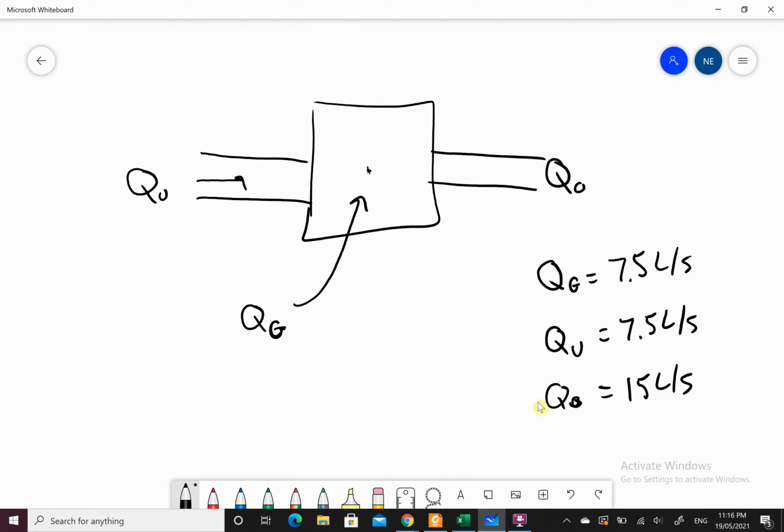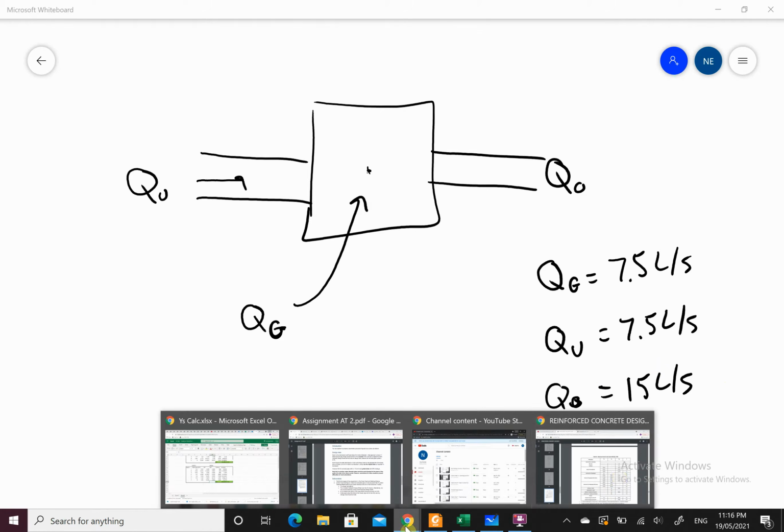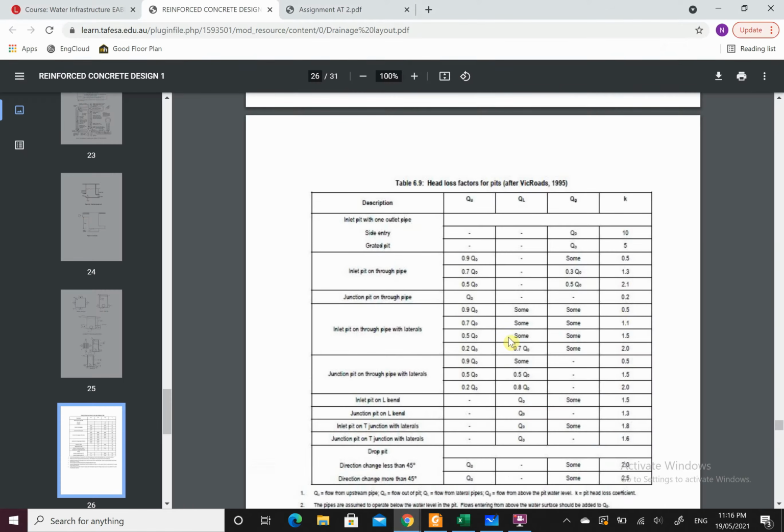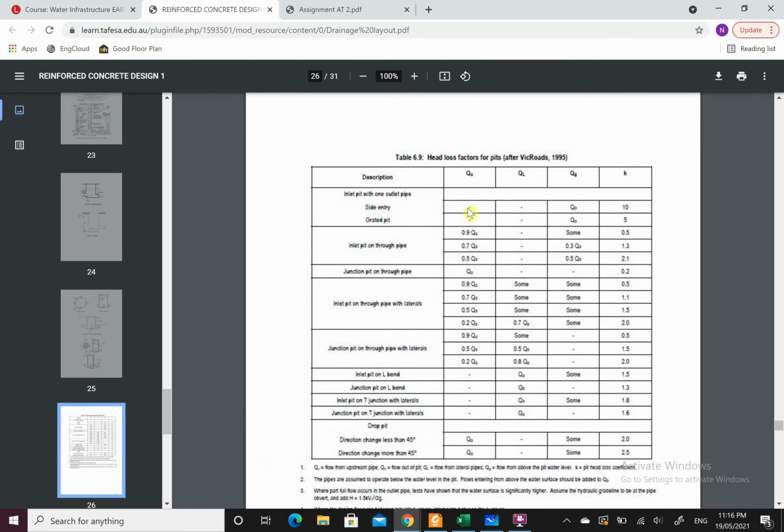So what use is that? Well, we've worked out some flows here. From this table, looking at my inlet pit with a through pipe, QU, what's coming from upstream, is 50% of Q0, 70% of Q0, or 90% of Q0. In my case here, it is 50%. So if it's 50% coming in from upstream, what I can do is have a look just over here. This is my K value.